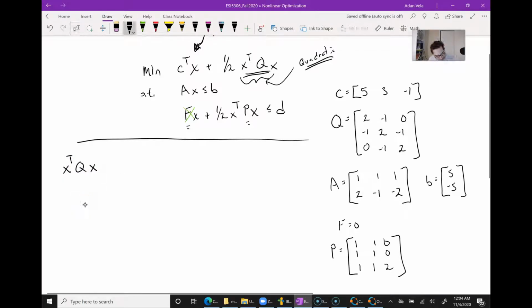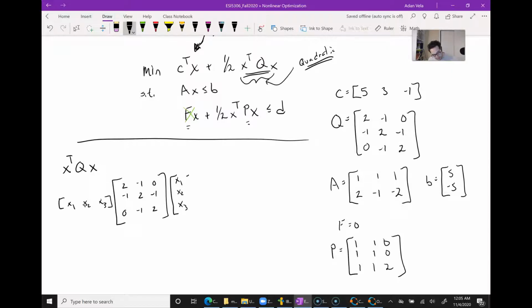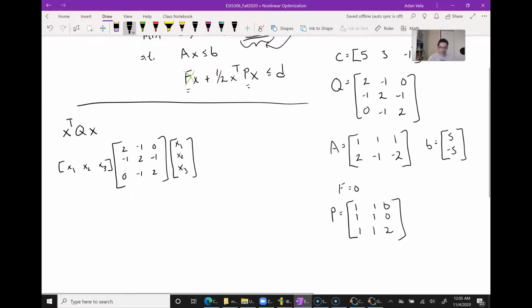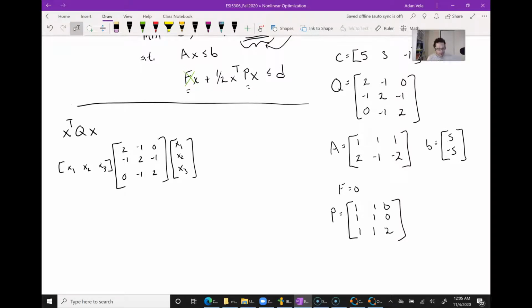So x transpose is just x1, x2, x3. Our Q matrix is 2, -1, 0, -1, 2, -1, 0, -1, 2. And then we're going to multiply that times x. This is just an example where we have a 3 by 3 matrix, which means we have 3 decision variables. So let's go through and do this multiplication. Again, we're doing row times column, row times column, row times column when we multiply these first two parts.